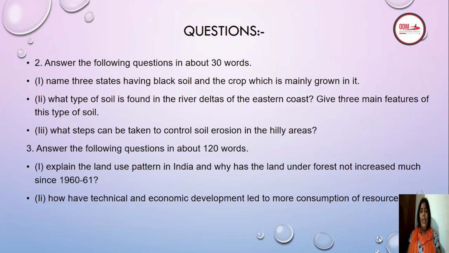Then you have to explain the land use pattern in India and why the land under forest has not increased much since 1960-61. Or, how have technical and economic development led to more consumption of resources? These are a few important questions from your textbook only. You can start writing these answers in your own words.